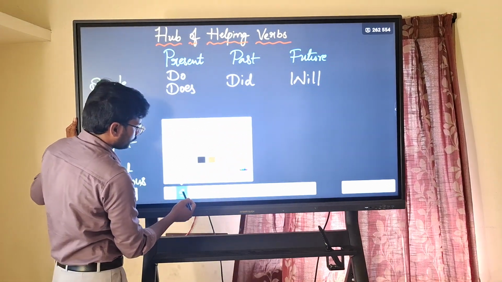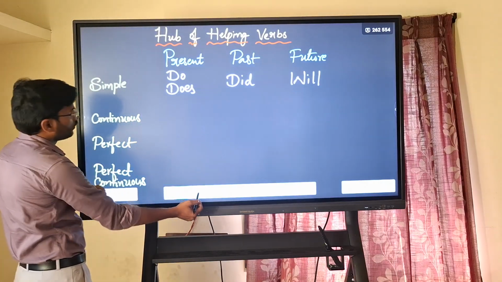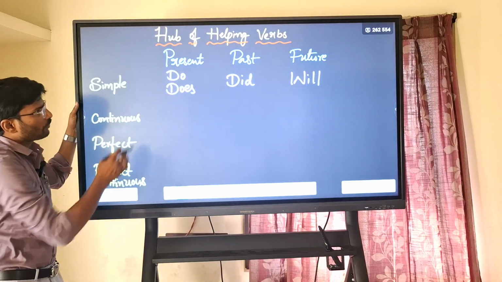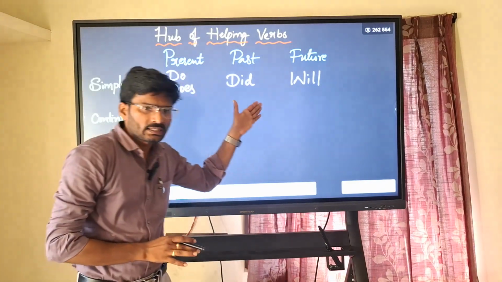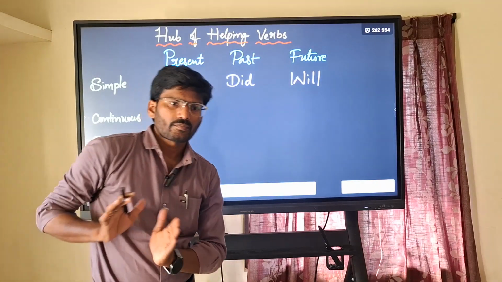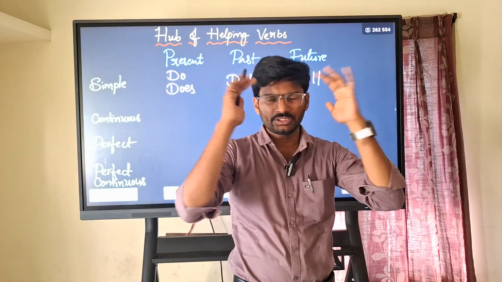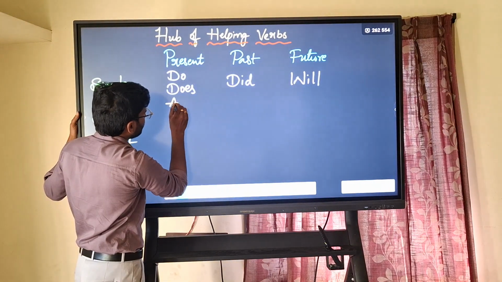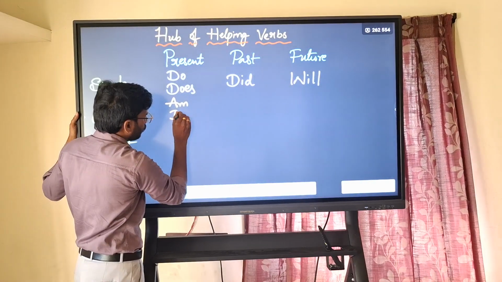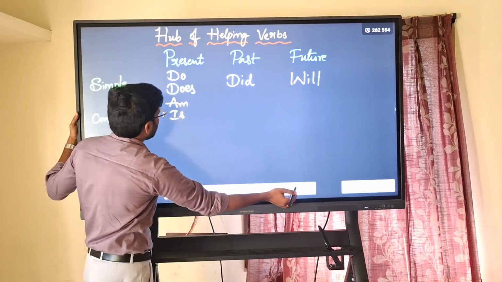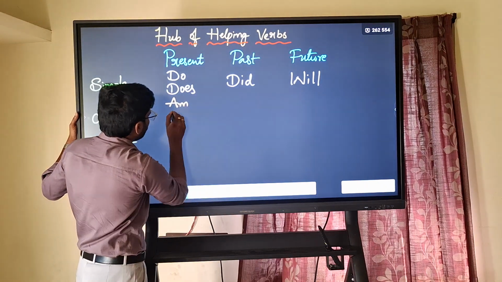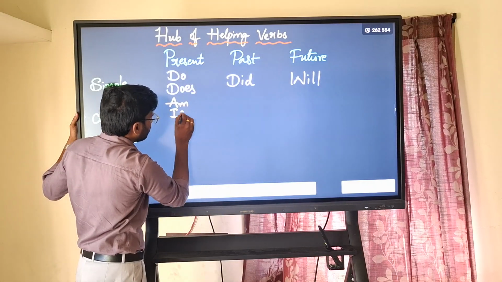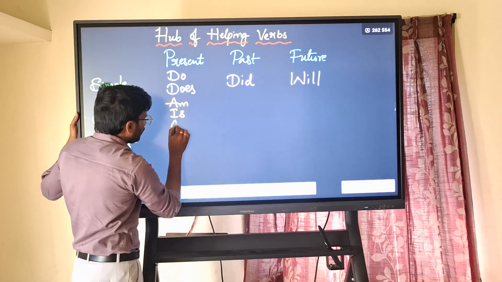Now continuous tense means: do, does; as it is past, do became did; and future, always remember, future means will. Now continuous tense means, most of the students know, we generally say am, is, are, right? They are well known to everyone. So no worries, happily we can write am, is, and are.